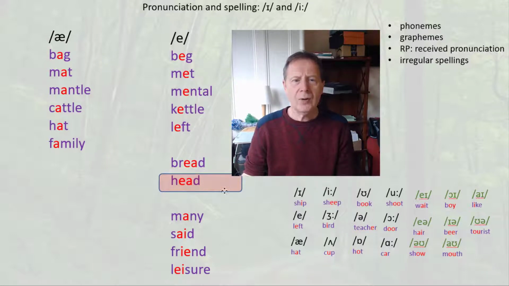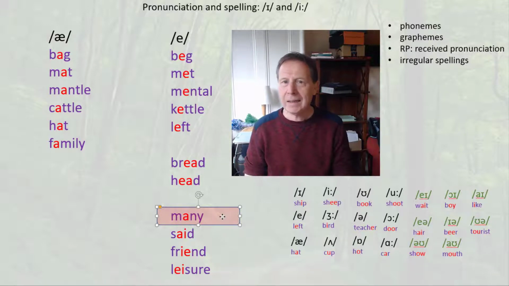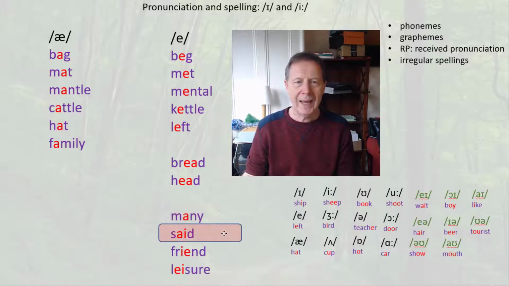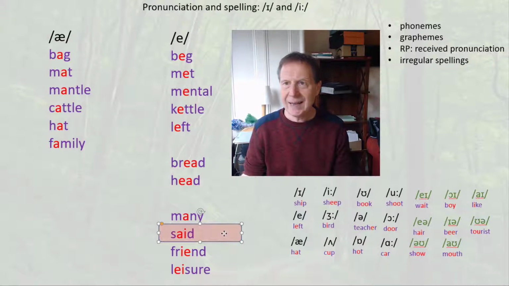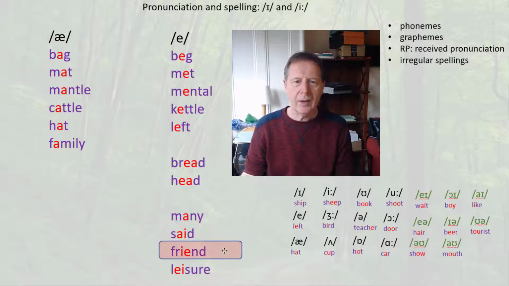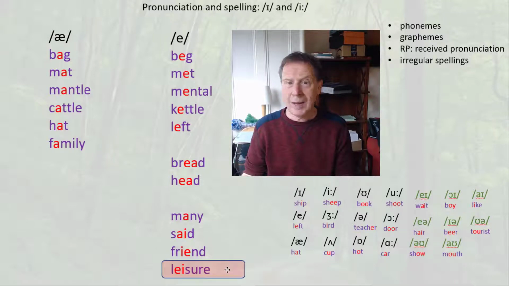So there are also irregular spellings like the A in many, and also AI in said. Another common word is friend, which has the spelling IE for this sound. And then we have EI as in leisure. But these spellings are not very common, so you have to memorize these spellings because we use them a lot when we're writing.